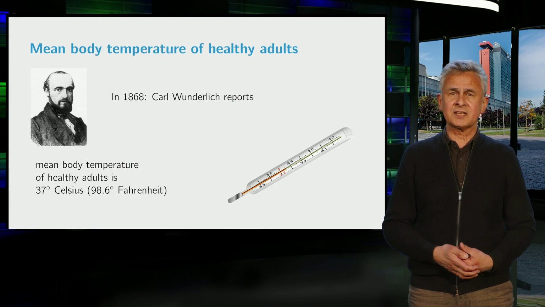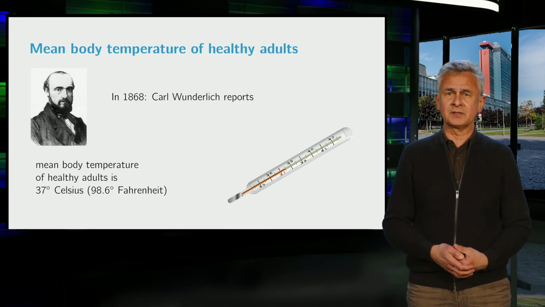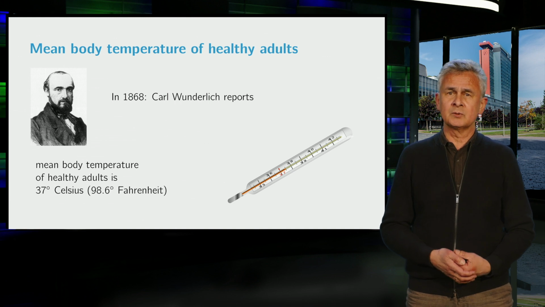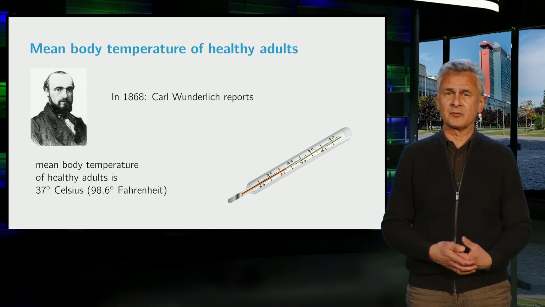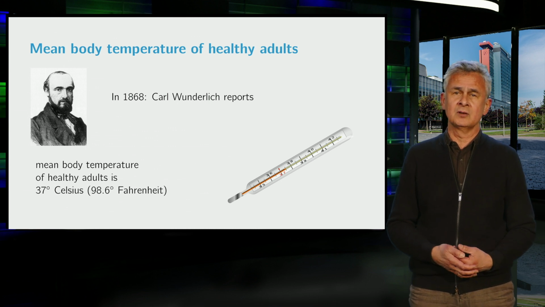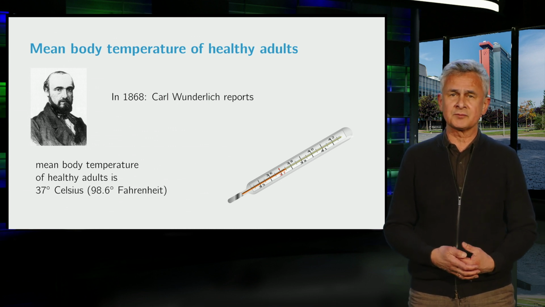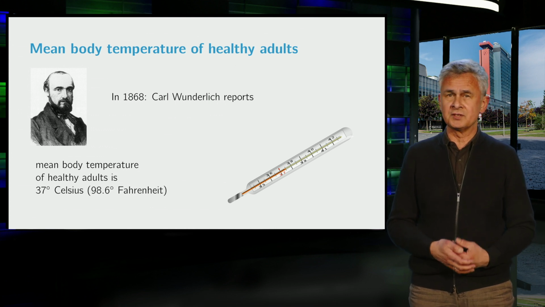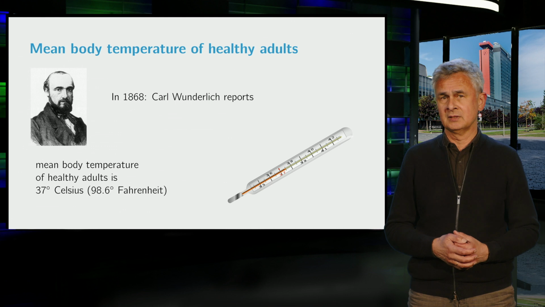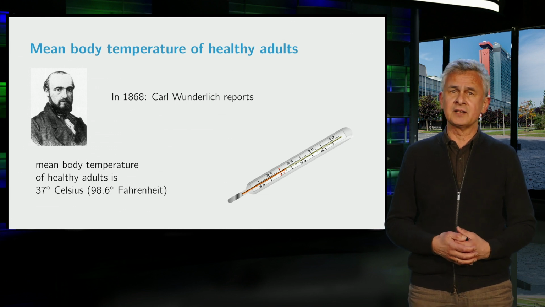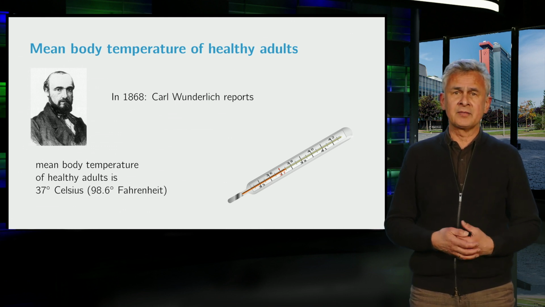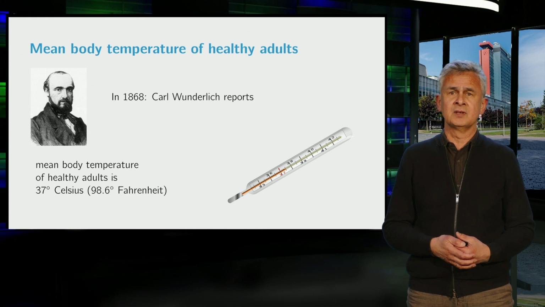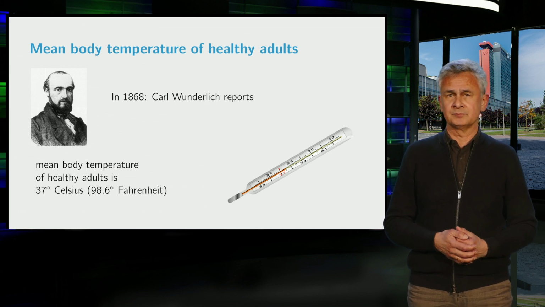In 1868, a German physician by the name of Karl Wunderlich reported that the mean temperature of healthy adults is 37 degrees Celsius or 98.6 degrees Fahrenheit. Nowadays, most people still consider these values as normal. Now let us revisit the findings of Wunderlich and compare them to the more recent measurements of the body temperature.